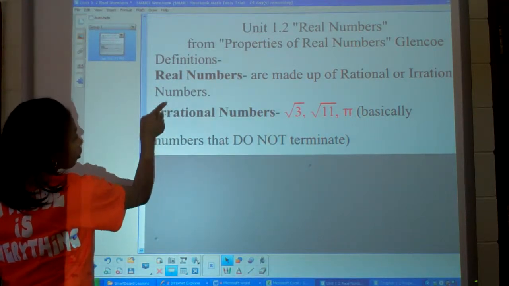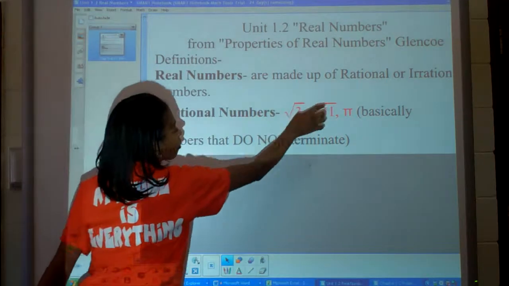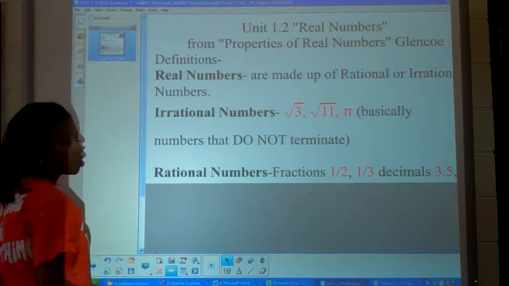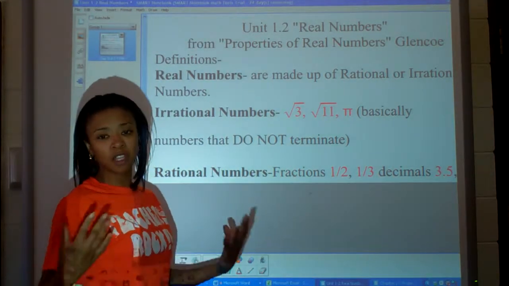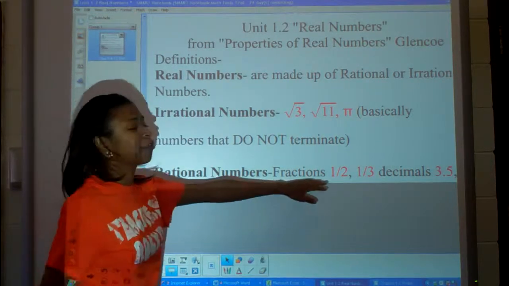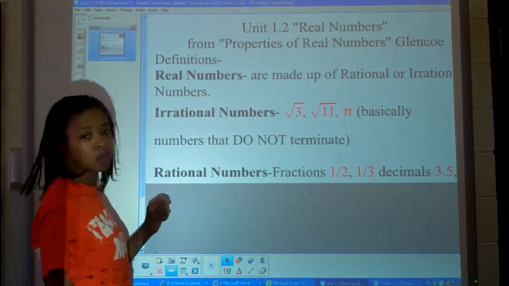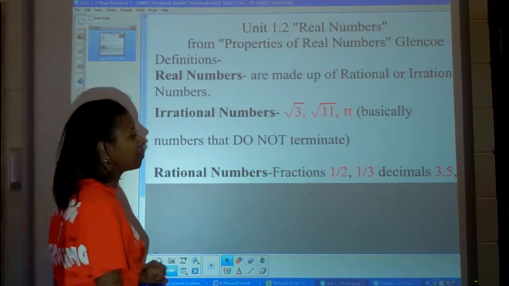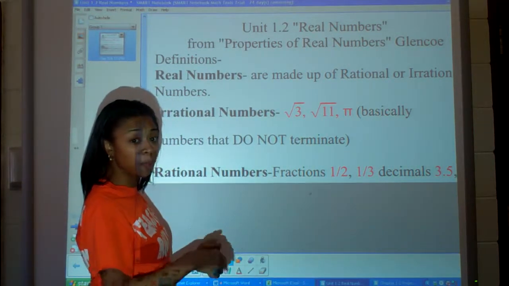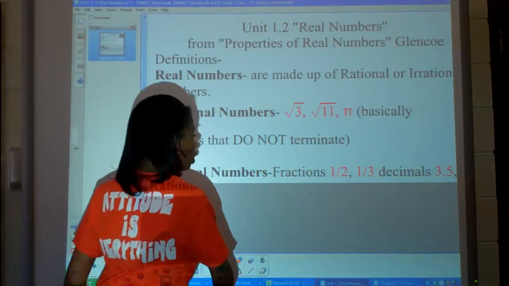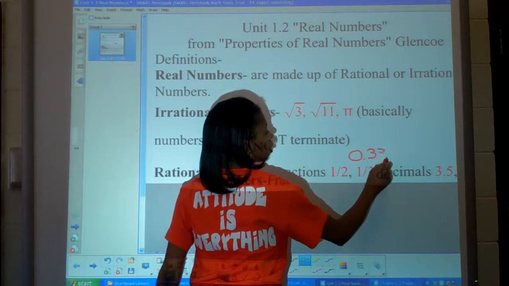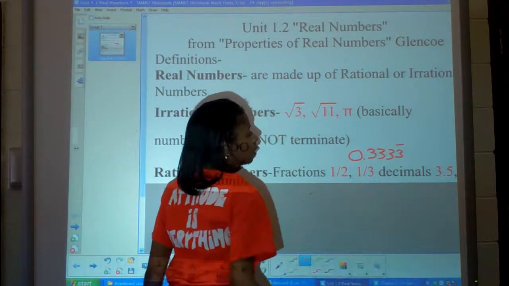Then you can have rational numbers, which we've been talking about. What are rational numbers? There are lots of different types of rational numbers. You can have a rational number that's a fraction, like 1/2, or it will turn into a decimal, 0.5, or 1/3. Although 1/3 repeats, so if we transform 1/3 into a decimal, it'll be 0.3333, and keep going on.